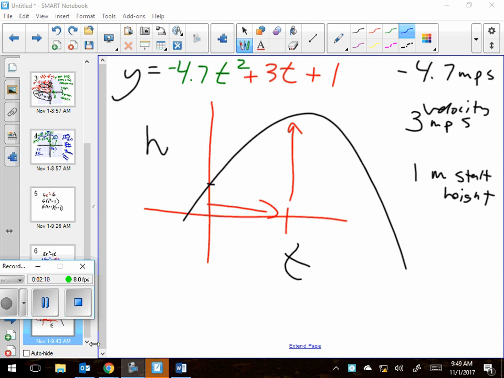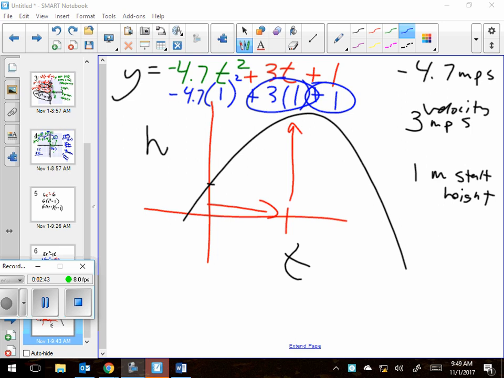Now, what'd you do though? What are we doing? Yeah, that's what I was trying to get the last time. Yes, I'm just putting in a 1 for t. And 1s are nice because when you multiply a negative 4.7 by 1, it's just what? Negative 4.7. Negative 4.7 and 3 makes negative 1.7. And then you add the 1. So that's down to negative 0.7. All right.